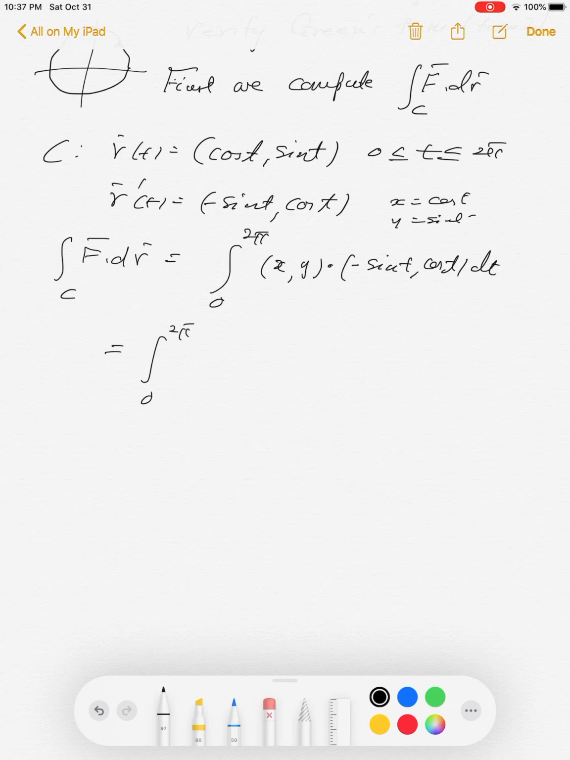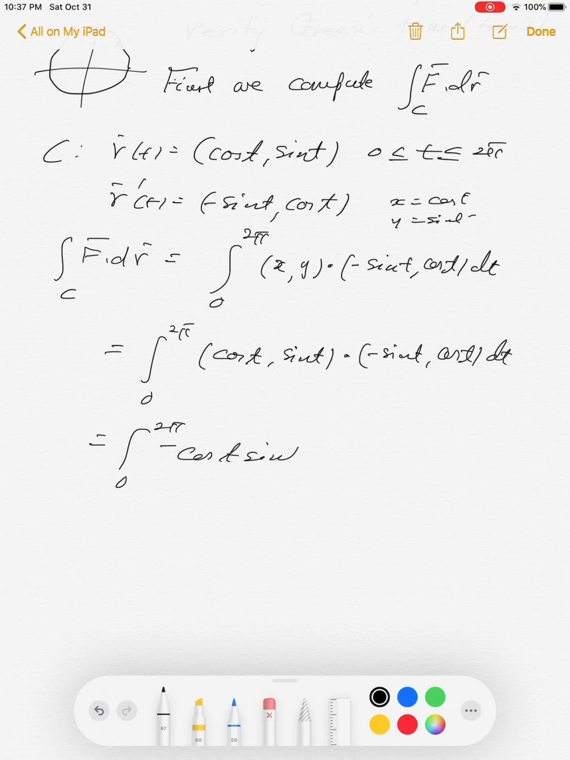So this is going to be the integral from 0 to 2 pi. Remember, x is cos t, y is sin t. So this will be the integral of cos t, sin t dot minus sin t, cos t dt, which is the integral from 0 to 2 pi of minus cos t sin t plus cos t sin t dt. So this is going to be 0.